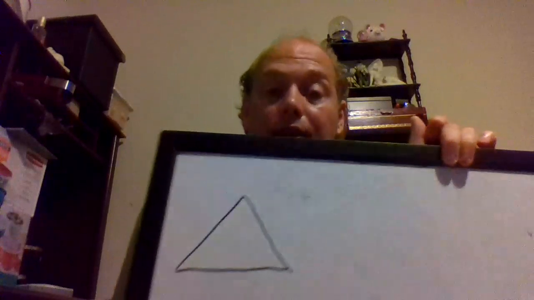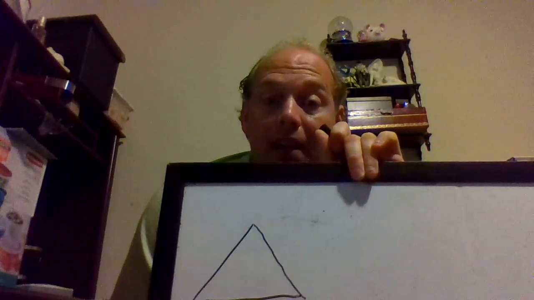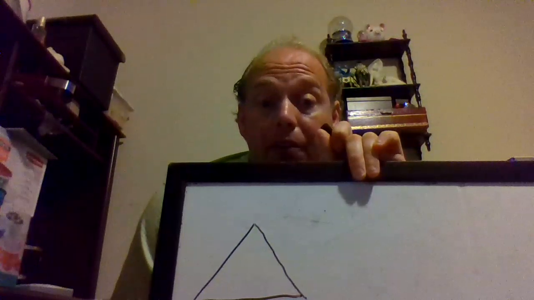So let's start with the basic shapes and the attributes, or characteristics, or qualities, or in common terms, what makes that shape that shape. So the first shape that we're going to look at, and we actually did some of this in our area and perimeter videos, is this. What shape is this, guys? This is a triangle. Right.